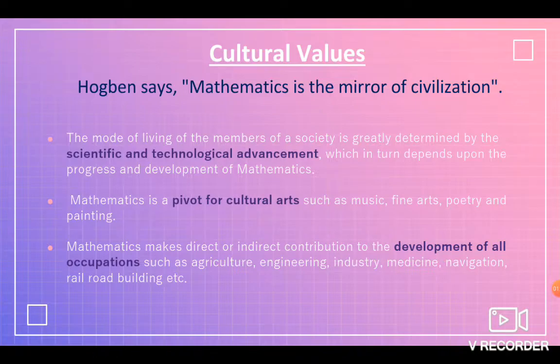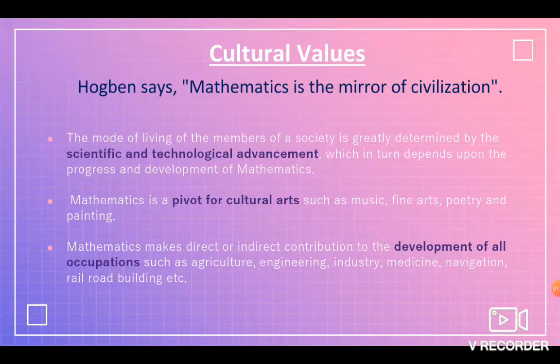Hogben says mathematics is a mirror of civilization, that is, it portrays the society. The mode of living of the members of the society is greatly determined by scientific and technological advancement, which in turn depends on the progress and development of mathematics. And mathematics plays a vital role in the culture.